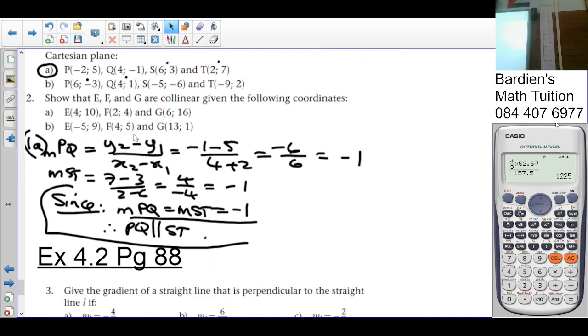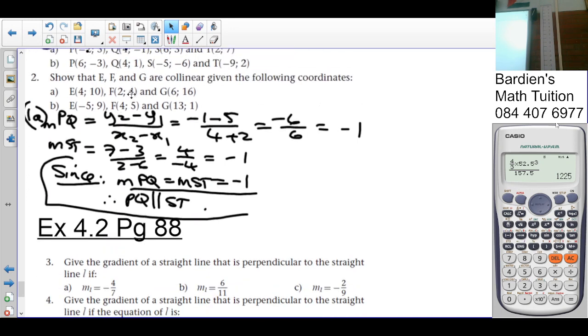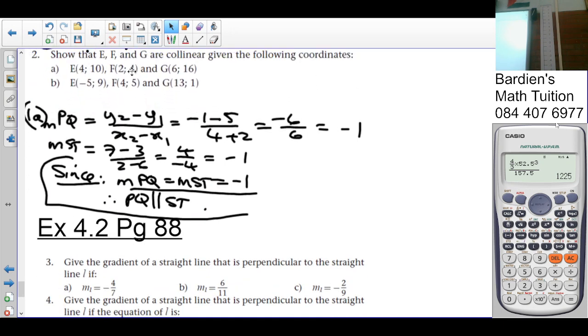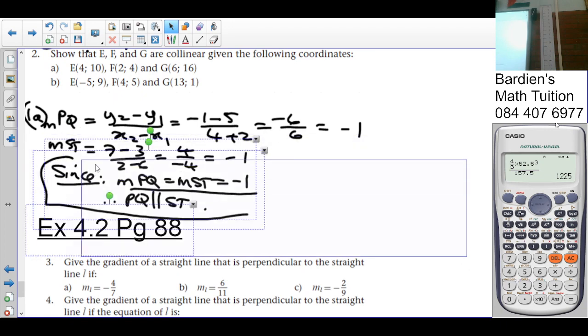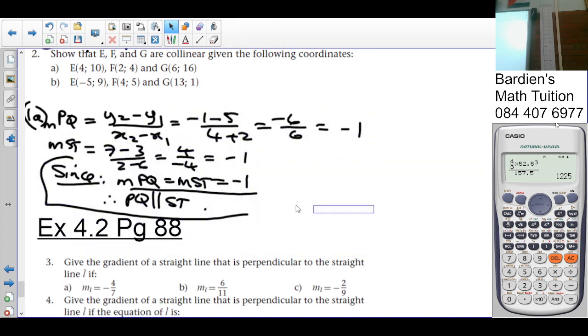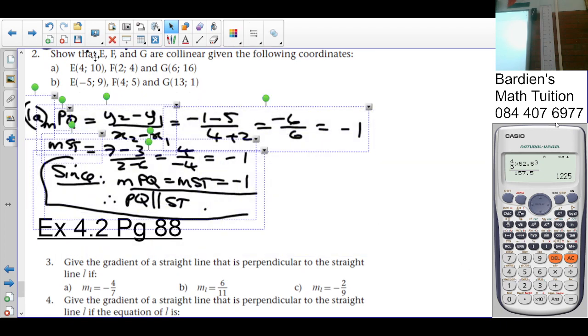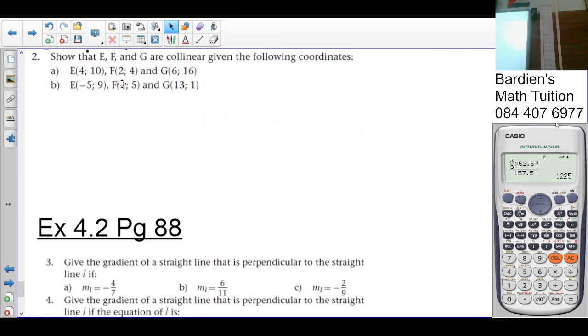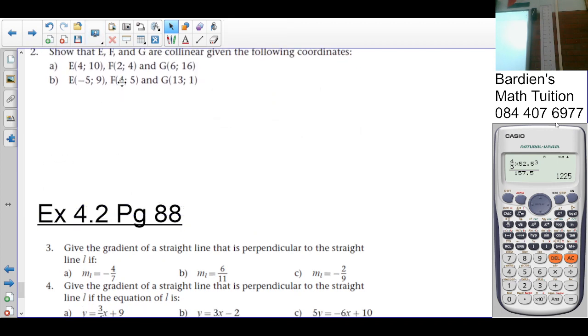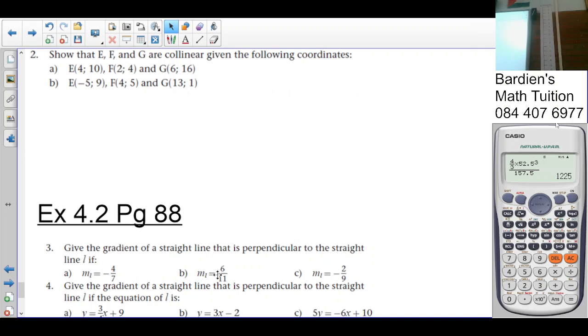People, let's look at number 2. Any problems with 2A or B? No? I'm going to do 2A. They ask to prove that these points are collinear. What do we do when we prove points are collinear? Prove that the gradients are equal.